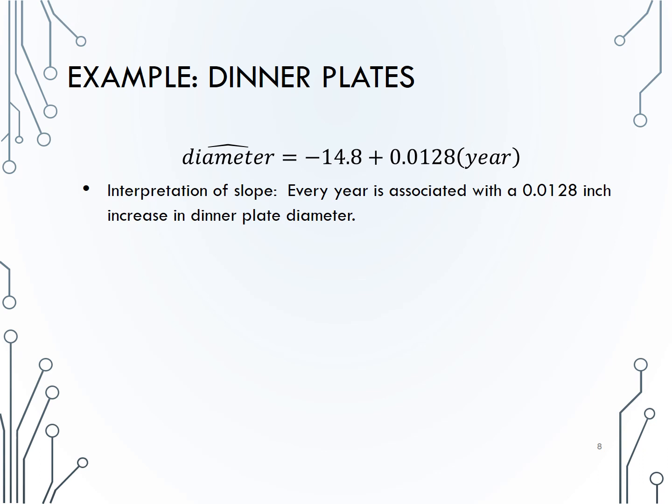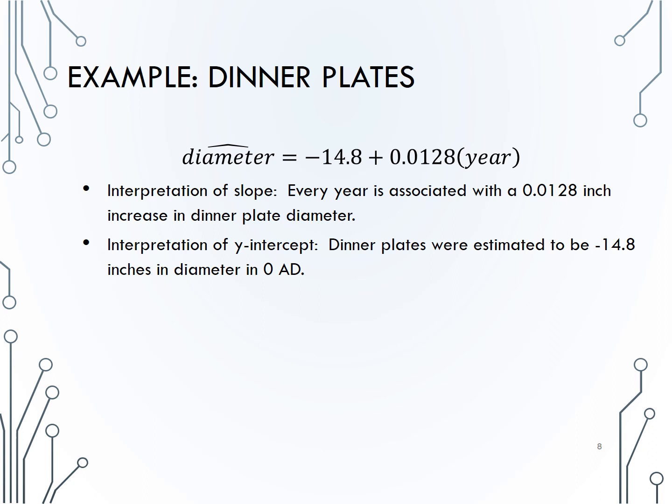To interpret the y-intercept, we would say dinner plates are estimated to be negative 14.8 inches in diameter in 0 year. Or the predicted y value is negative 14.8 if x is 0.